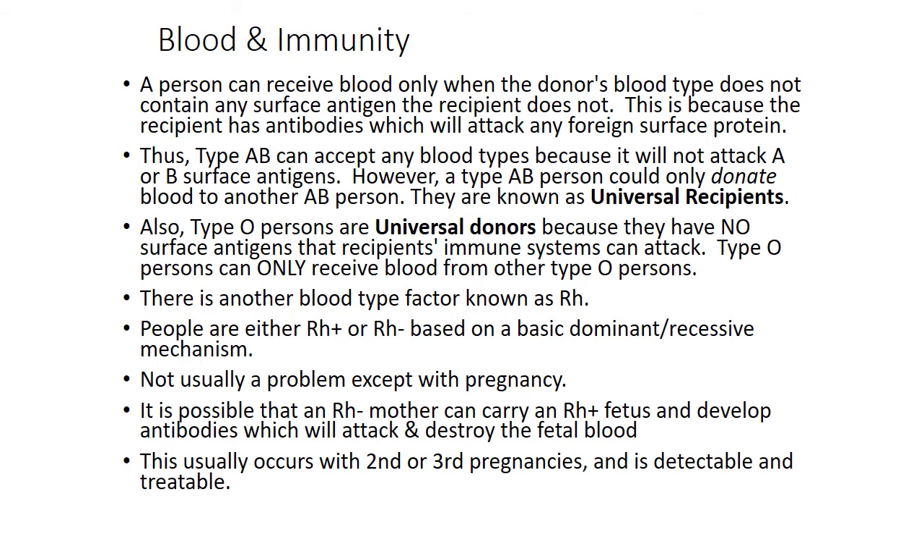Now, a person can receive blood only when the donor's blood type does not contain a surface antigen that the recipient does not have. So, if you have B blood, you don't have an A antigen, so the body cannot accept from them. This is because of the antibodies that we make, which will attack any foreign surface protein. So AB, because it has A and B, does not have any antibodies. So a person who is AB can only donate to another AB person. This is known as the universal recipient because they can accept from everyone, but they can only donate to themselves. Same thing for type O, they're a universal donor because they can donate to everyone. They have no surface antigens, but they can only receive from type O.